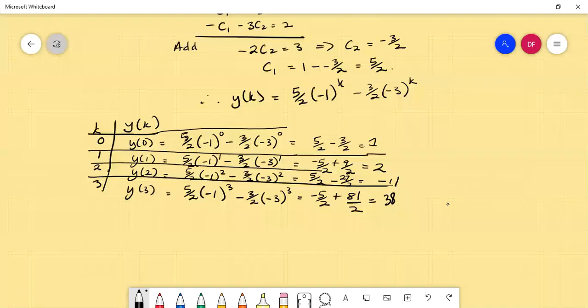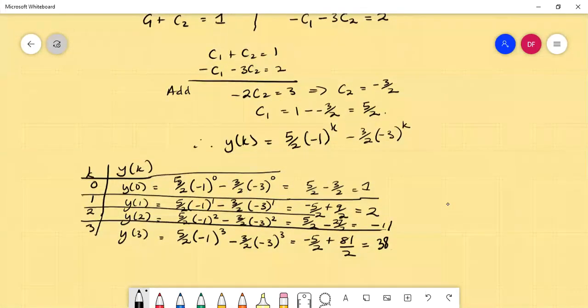Sir, a question. In the third line, you have 5 over 2 minus 27 over 2, and you have the answer is minus 11. Oh, yes, sir. Never mind, sir. All right.